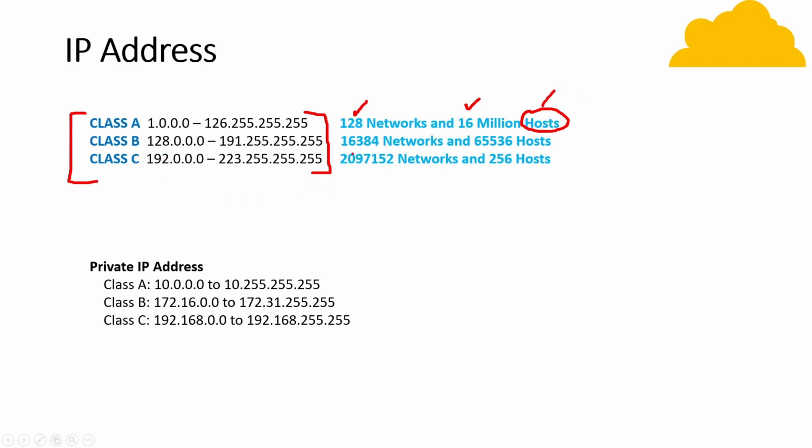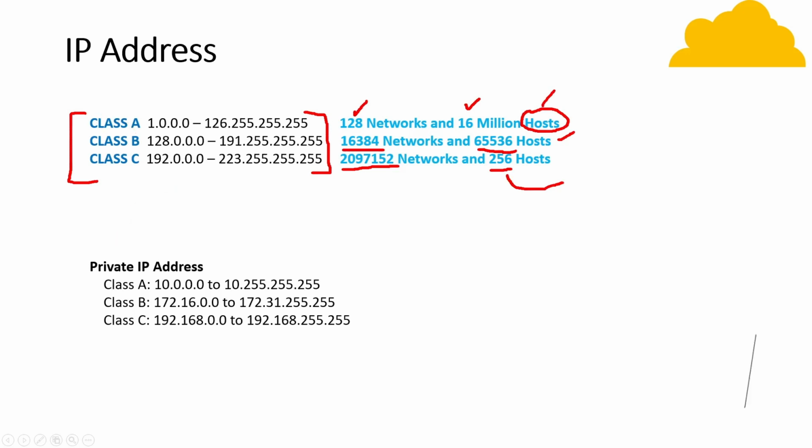For class B, there can be a total of 16,384 networks and 65,536 hosts can get their IP address. For class C, these many networks can be created and a total of 256 IPs can be assigned to the host. So this is the complete range of IP addresses which can be used.